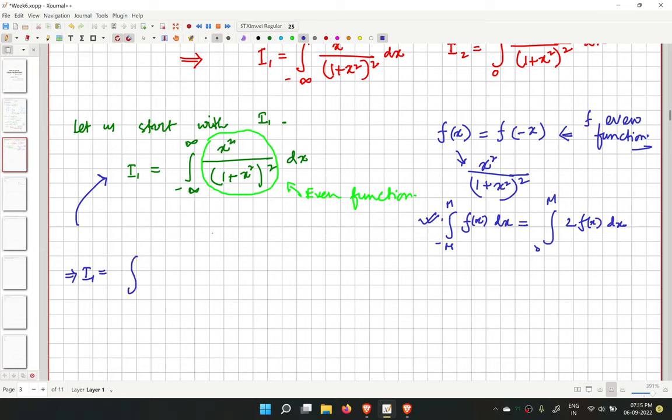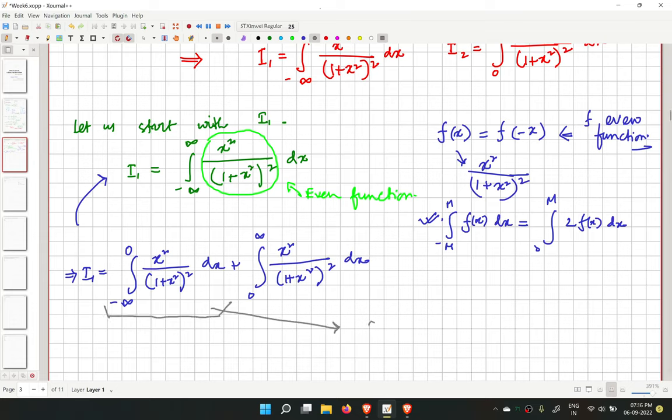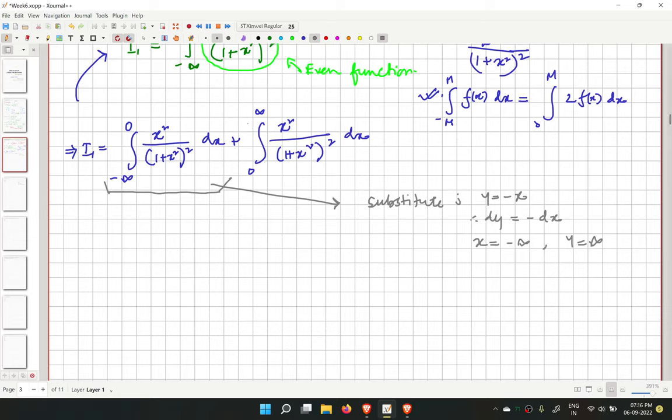So I1, I can write in two terms. One will be from minus infinity to 0 x square over (1 plus x square) whole square dx, and the second one will be from 0 to infinity x square over (1 plus x square) whole square dx. Now in the first one, substitute y equal to minus x. So we'll have dy equal to minus dx, and the limits will also change: when x equal to minus infinity, y will be equal to infinity, and when x equal to 0, y will also be 0.